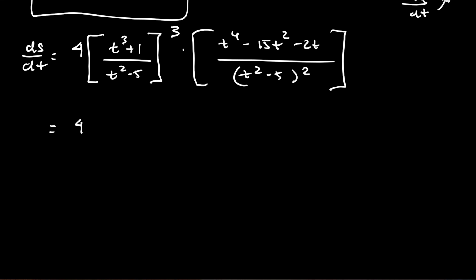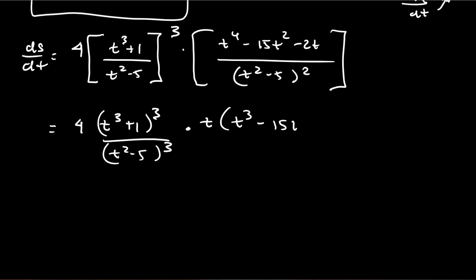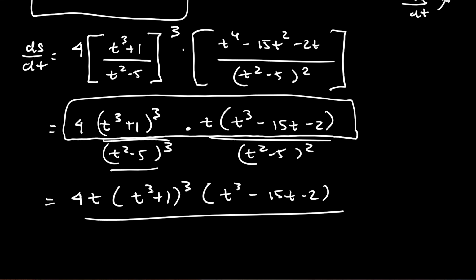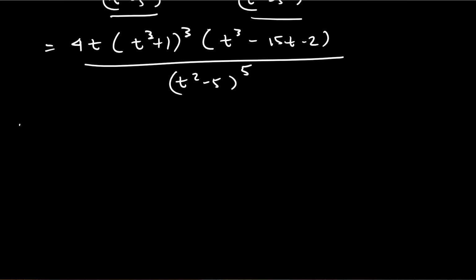Let us rewrite this as 4 times (t cubed plus 1) all cubed over (t squared minus 5) all cubed, multiplied by, now the top we can pull out a t and we'll have t cubed minus 15t minus 2 all over (t squared minus 5) all squared. Now working on the top, I'm going to pull out the t in front, so we're going to have 4t times (t cubed plus 1) cubed multiplied by (t cubed minus 15t minus 2). And the bottom, we have (t squared minus 5) cubed and (t squared minus 5) squared. We're going to combine those terms and we're going to say (t squared minus 5) raised to the 5th power. And this is our answer, ds by dt.